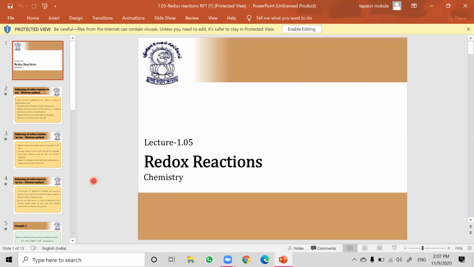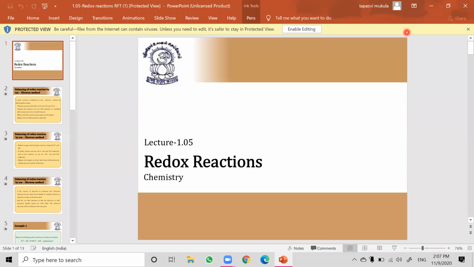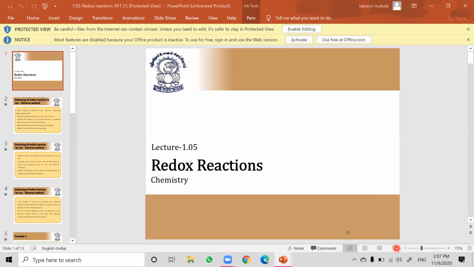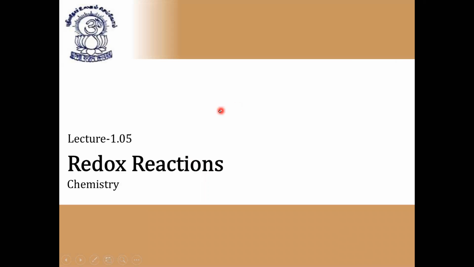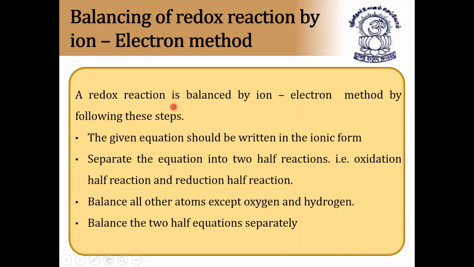Next topic in this chapter: balancing redox reactions by the ion electron method. The same thing which you have done already. Again, I'll give you the clear instructions. Please go through it. Oxidation number method and ion electron method. To some extent, it is easy. The oxidation number method we can do easily by just giving it in a rough manner. But here we have to do everything clearly.